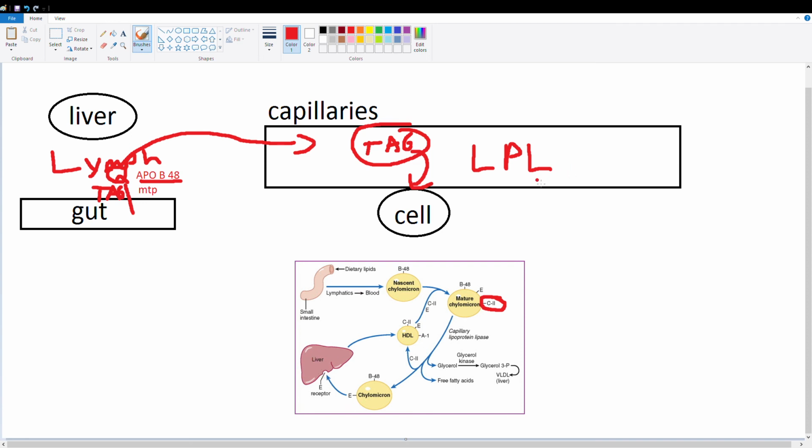Another thing that I forgot to mention was that LPL has different types of actions depending on where you are in the body. So for example, LPL is an enzyme that is insulin dependent if you are in the heart. So higher insulin levels, your body needs more energy, your LPL is going to be more active. So places like the heart, muscle tissue, insulin-dependent LPL.